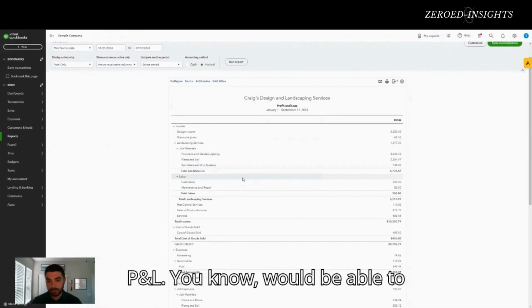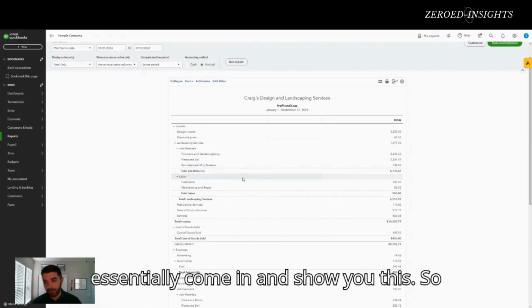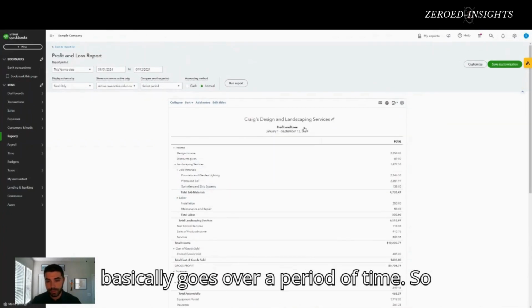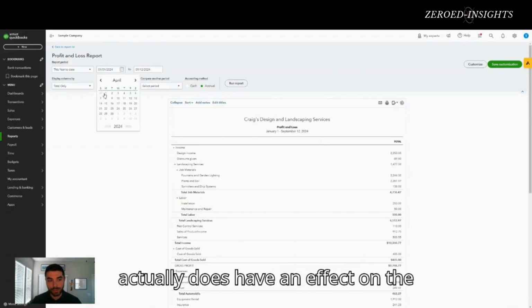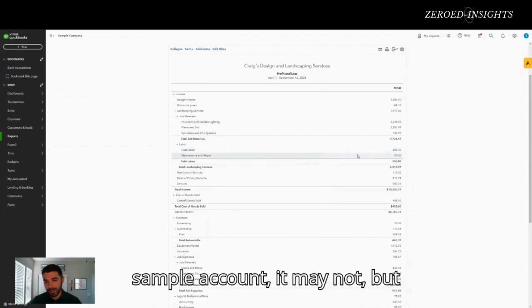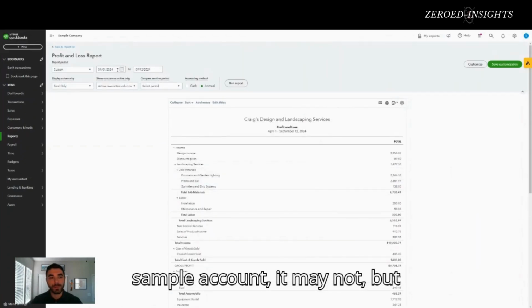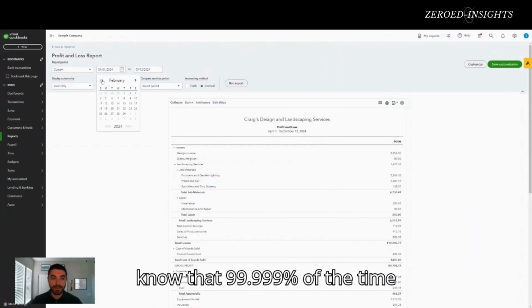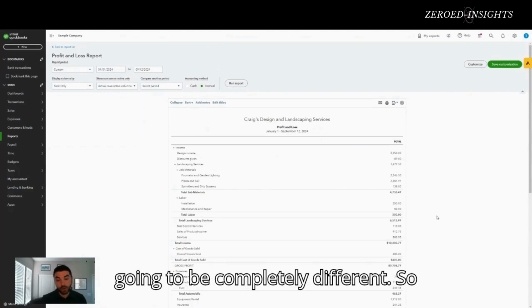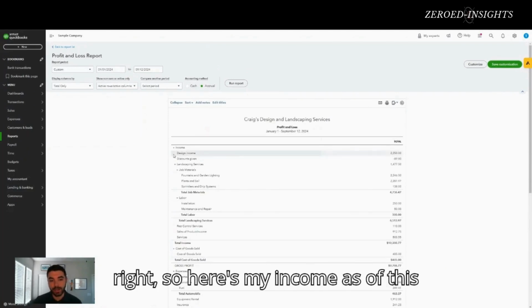The P&L would be able to essentially come in and show you this. So the P&L is structured in a way where it basically goes over a period of time. So if you were to switch this date, it actually does have an effect on the numbers here. I think because it's a sample account, it may not, but just know that 99.999% of the time you switch the dates, these numbers are going to be completely different. So assuming that, right, you can say, all right, so here's my income as of this year.